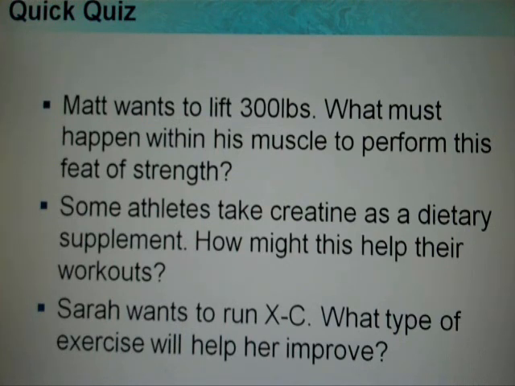Sarah wants to run cross country, or in this case, maybe Megan or Courtney. They like running cross country. What type of exercise will help her improve? So in this case, aerobic exercise will help her improve by building more slow twitch, high endurance muscle cells.